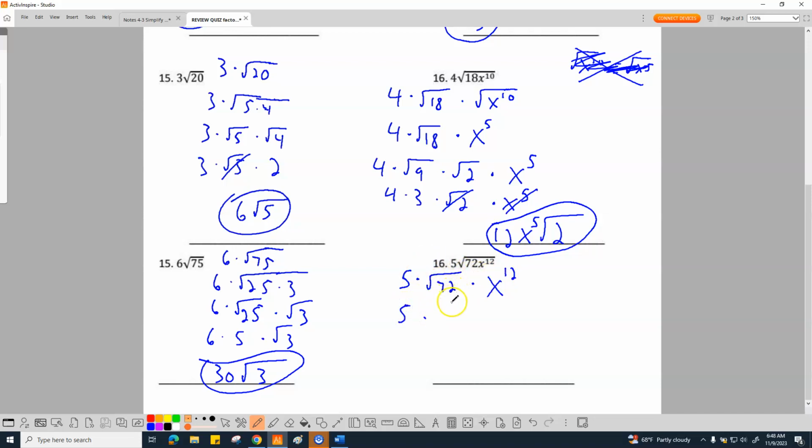The square root of 72. Can I break that up into stuff? I can, actually. I can break it up into the square root of 36 times the square root of 2 times x to the 12th.